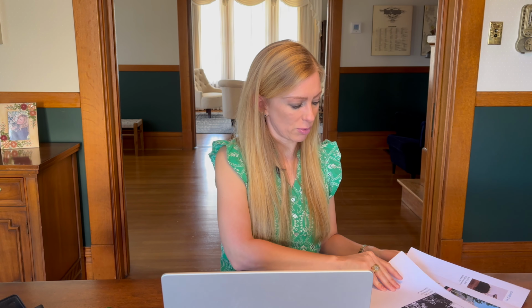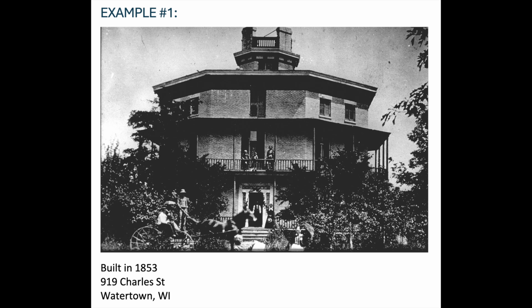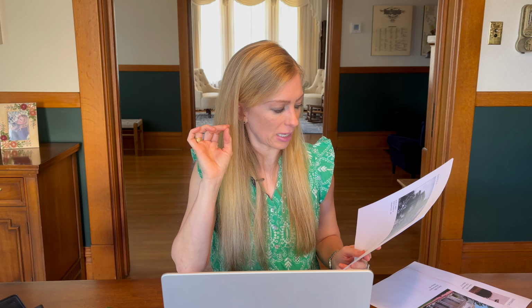Our first example is going to take us to Watertown, Wisconsin, and we're going to look at this home at 919 Charles Street. So I picked 3 example houses for this video about a month ago, and I chose houses that were old and that were now open to the public, so they were no longer private residences. This particular one was built in 1853 and it's at 919 Charles Street.